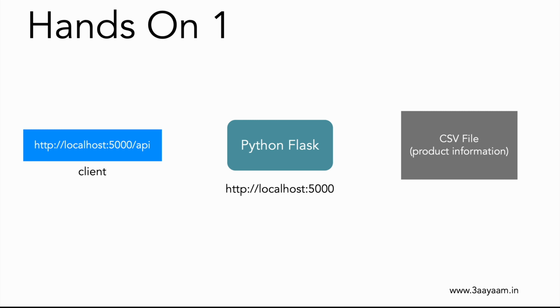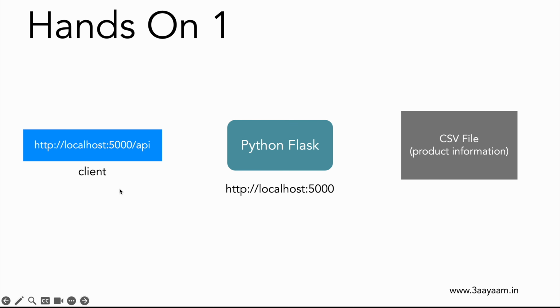Let's do our first hands-on. In this hands-on, there would be three components. Obviously, you'll have the Python Flask program. I would create a very basic Python Flask program and try to run it on localhost port number 5000. And I have a CSV file which contains the product information.